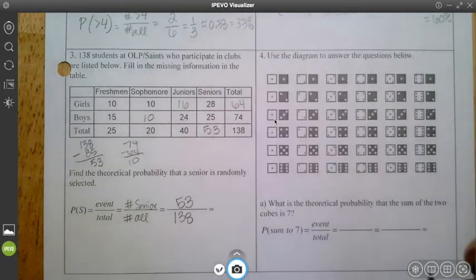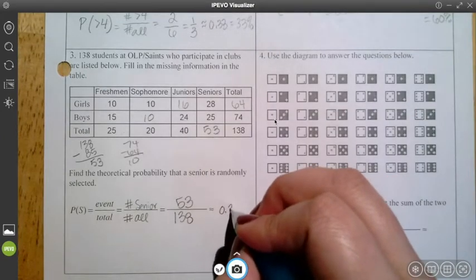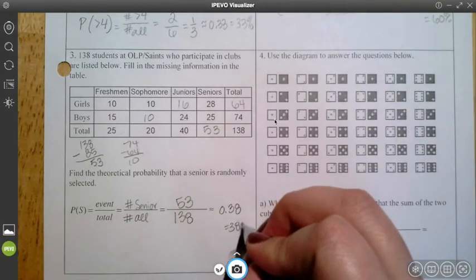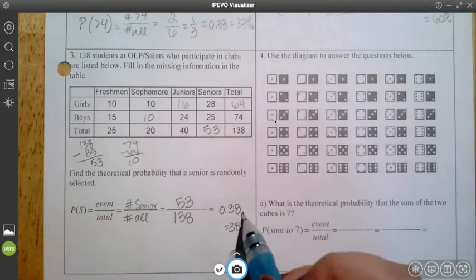Into the calculator, and this estimates to be about 0.38, or 38%. Okay, so fraction, decimal, percent.